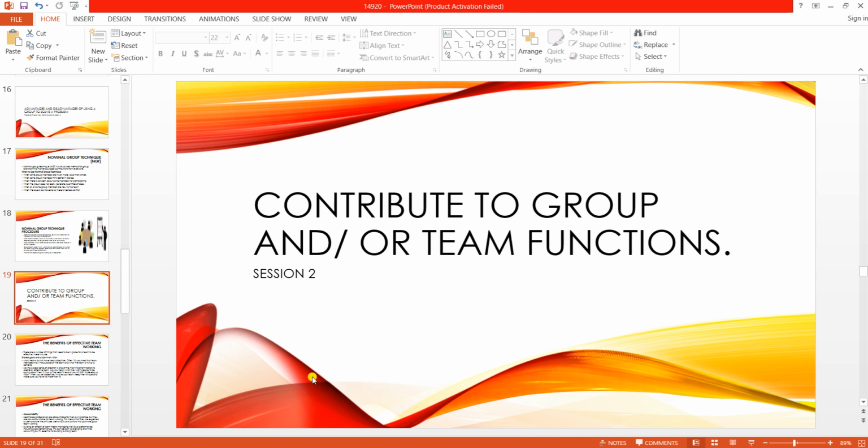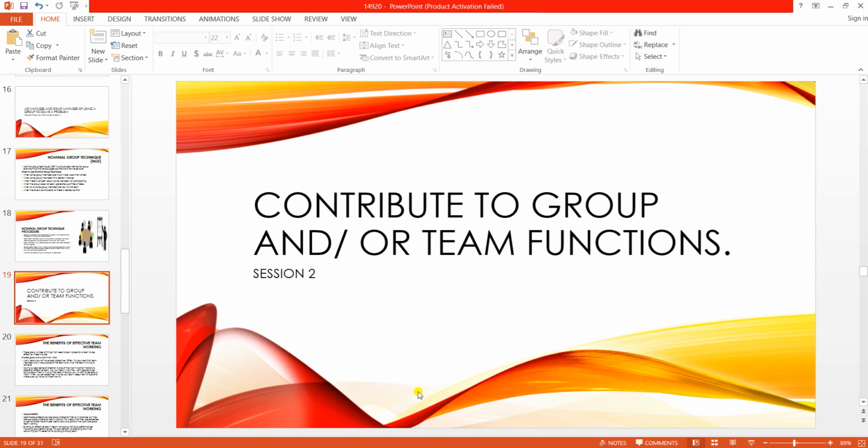And the title for this session is contribute to group or team functions. So we also have to understand that within the contributions that are made in the group or team functions, we also have to understand the benefits of team working. So contribution may vary depending on the team that you have in place, the personnel who have the skills, and what the team functions, team goals and team objectives are. So it may vary.